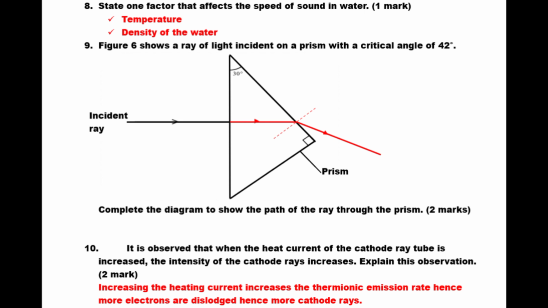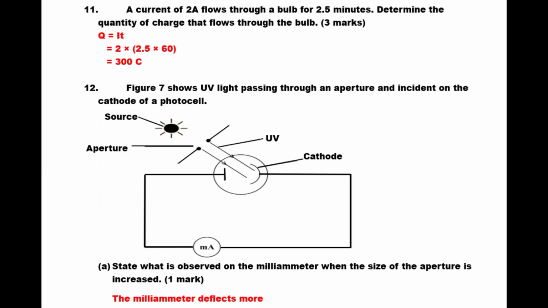hence more cathode rays. In other words, increasing the heating current means the rate of thermionic emission increases, and that is why we are saying more electrons are dislodged, meaning the intensity of the cathode rays increases. Let's go to question 11.